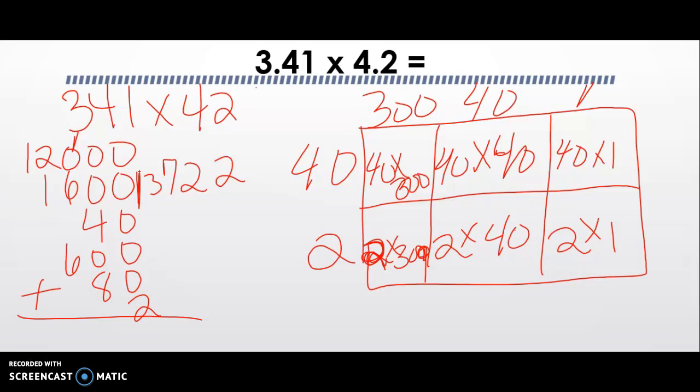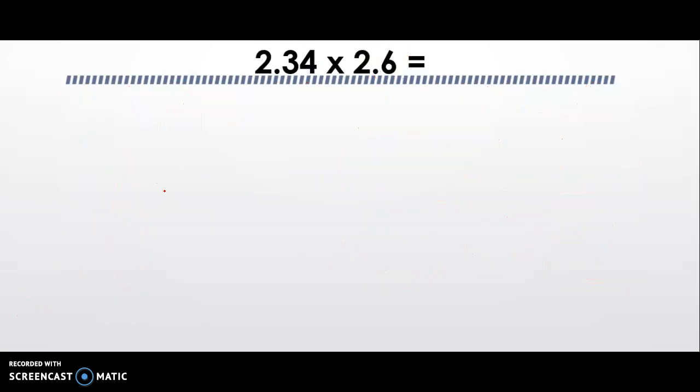Okay, then I look up at the problem. 2 digits behind the decimal in that first number, 1 digit behind it in the second number, altogether 3. Start at the back, 1, 2, 3. Okay. Next problem.